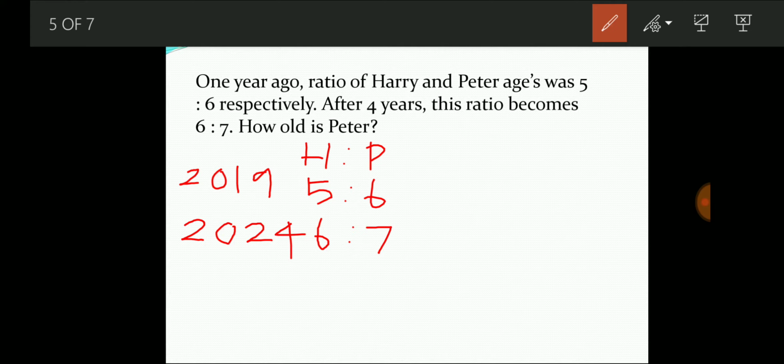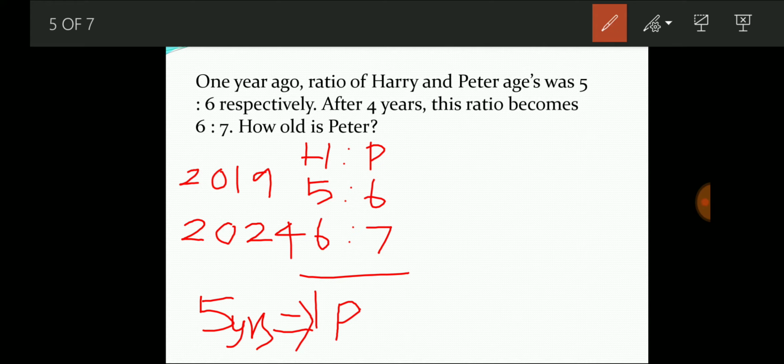So there is an increase of 5:6, a 1 part increase, and 6:7, an increase of 1 part. In how many years? There's a 1 part increase from 2019 to 2024. So in 5 years, there's 1 part increase. When there's a 1 part increase in the ratio, there's 5 years increase in the number of years. So 1 part is equal to 5 years.